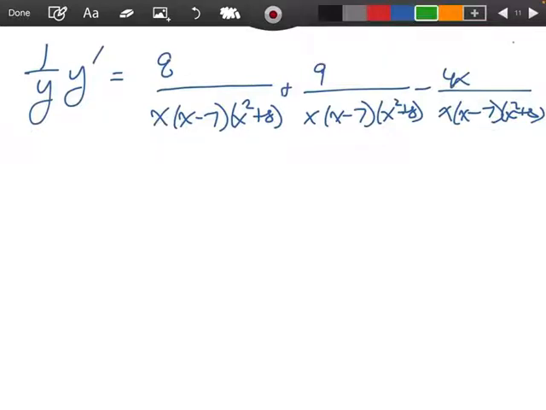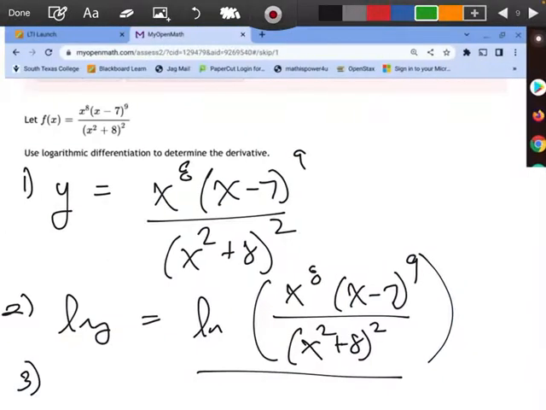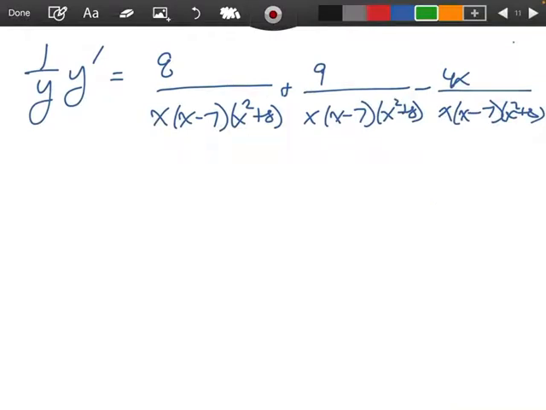Now the next question is, what did I not have? Over here, I didn't have the x minus 7 or the x squared plus 8. Over here, I didn't have the x or the x squared plus 8. And over here, I didn't have the x or the x minus 7.